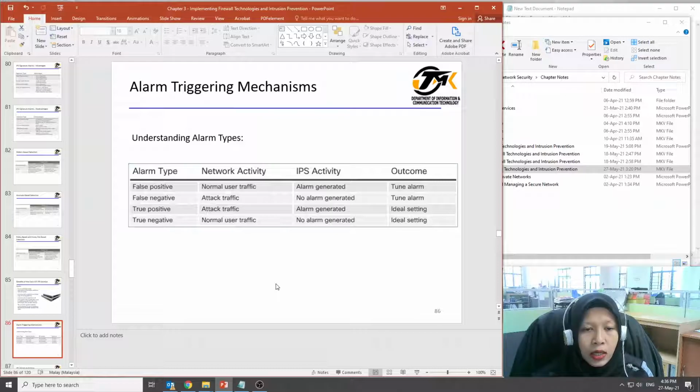The next one is true negative, which means the traffic is normal and the IPS is not triggered. Nothing is wrong with the traffic, nothing is wrong with the IPS. So what we want to have is a true positive, and a false negative needs to be avoided.